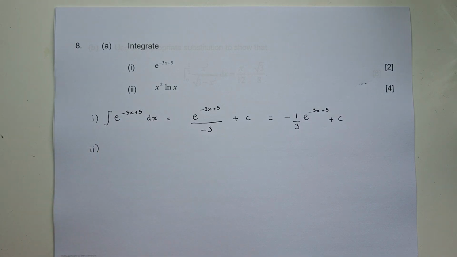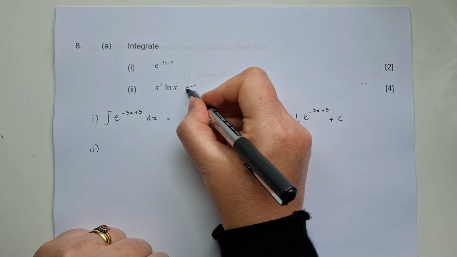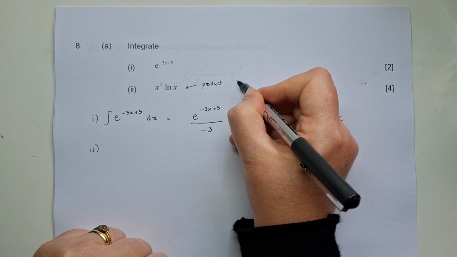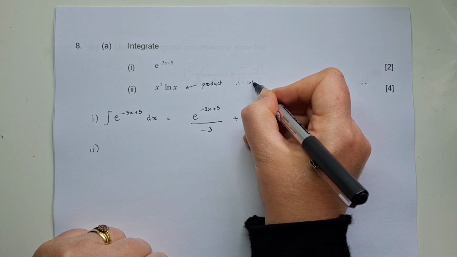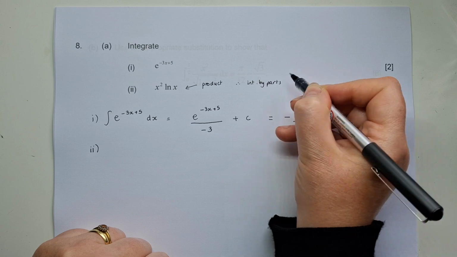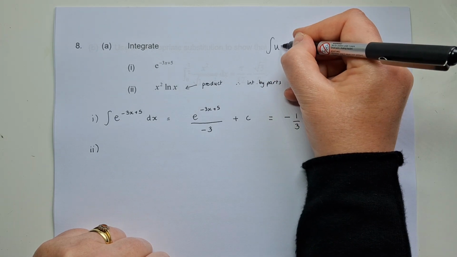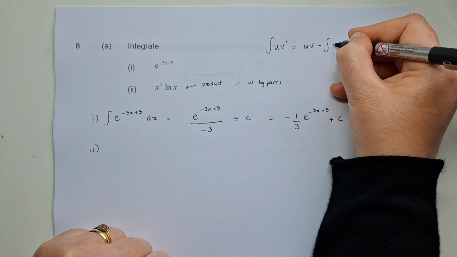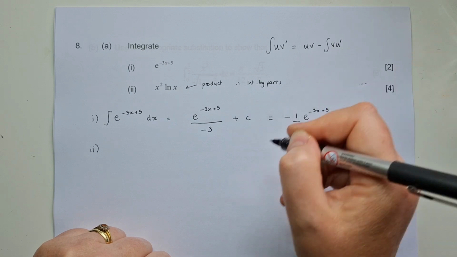Part 2. Integrate x squared ln x. Now this one's a product, so we need to use our by parts rule, which you can look up from the formula book. It's the integral of uv dash is the same as uv minus the integral of vu dash.